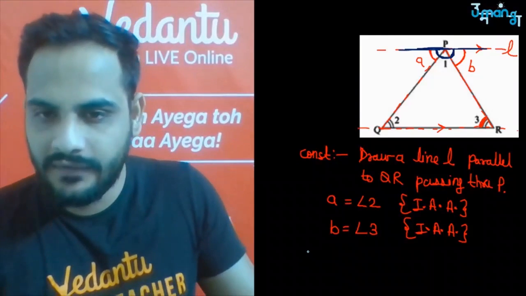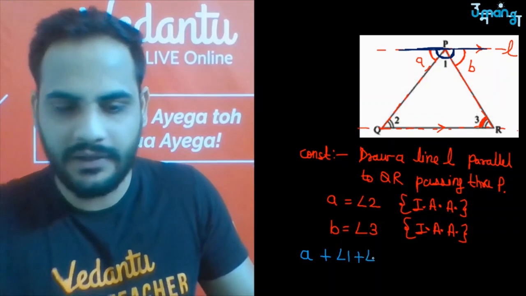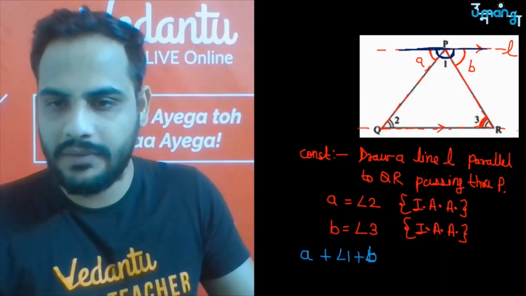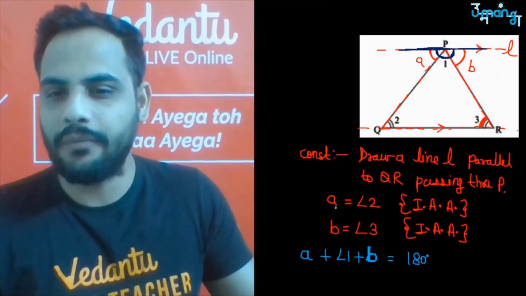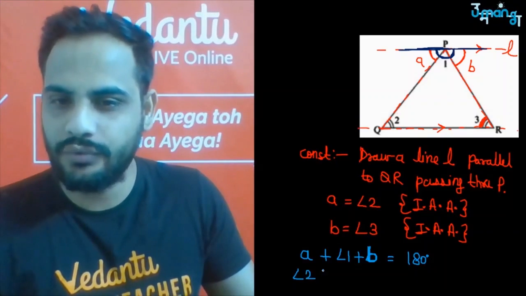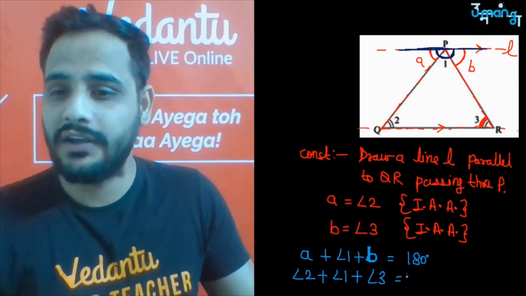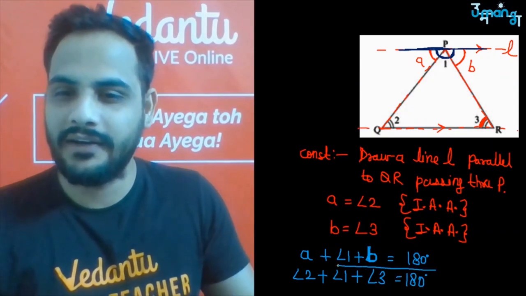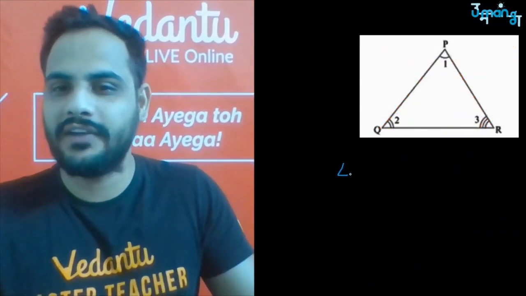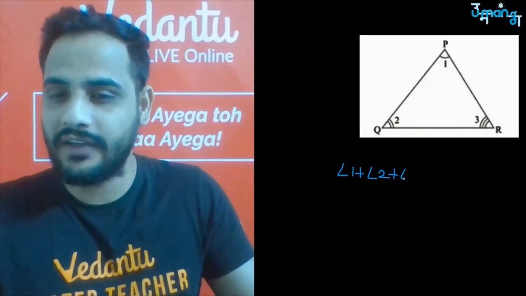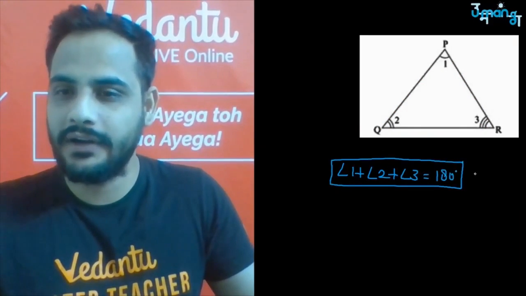So I can say that angle A plus angle 1 plus angle B, all three if I add, should be equal to 180 degrees. Now replace the value of A as angle 2, angle 1 is already here, and replace the value of angle B as angle 3, is equal to 180 degrees. That's it, this is your proof. When you rearrange it, you can clearly say angle 1 plus angle 2 plus angle 3 is equal to 180 degrees. Got it? This is your proof.